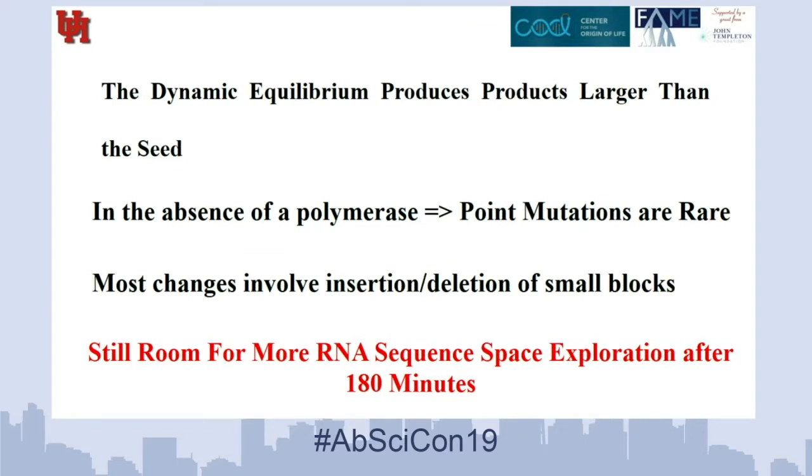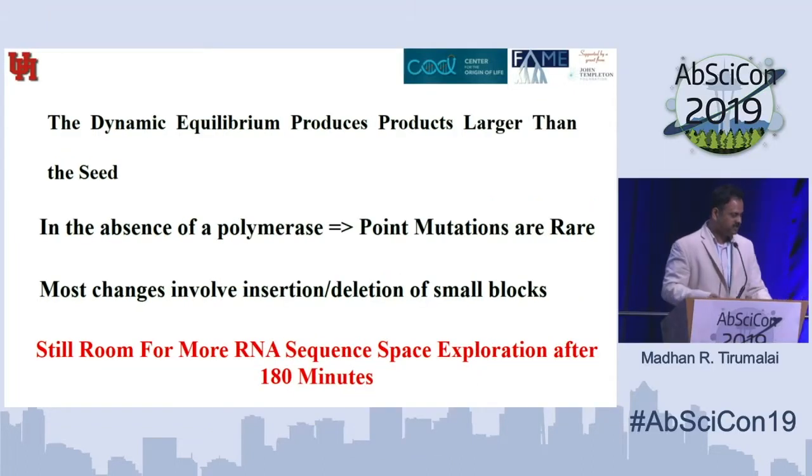So what did we learn from this particular experiment is that the DCC system definitely produces products larger than the seed, and point mutations are very, very rare in this system, and most of the changes involve insertion and deletion of small blocks akin to recombination events. However, if only we could manage to figure out a way to keep on adding ATP, we'll have more room for extra RNA sequence space exploration past the 180 minutes.